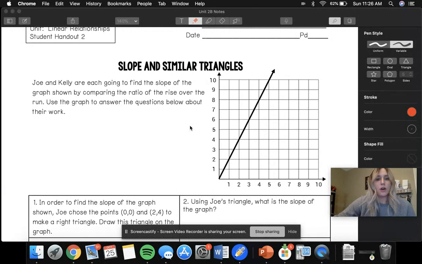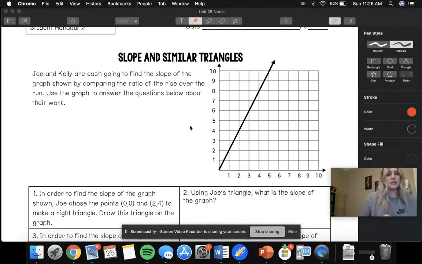All right, so first we have this opener problem. It says Joe and Kelly are each going to find the slope of the graph shown by comparing the ratio of the rise over the run. Use the graph to answer the questions below about their work.